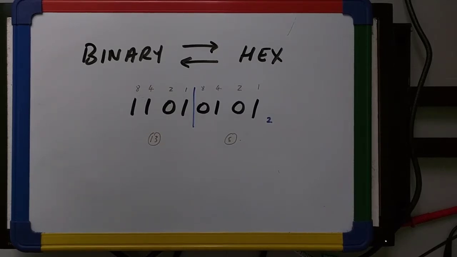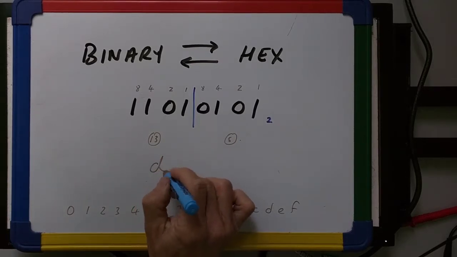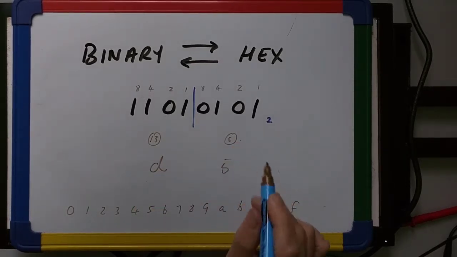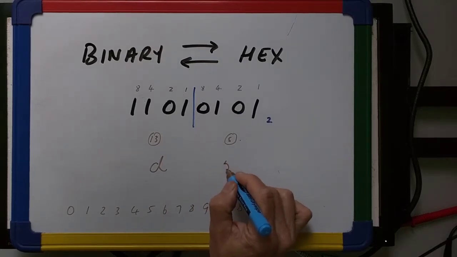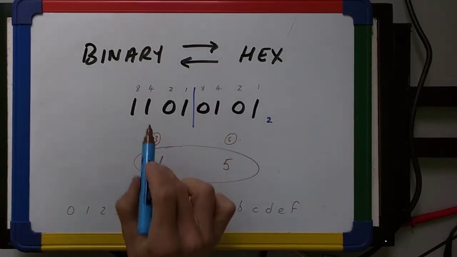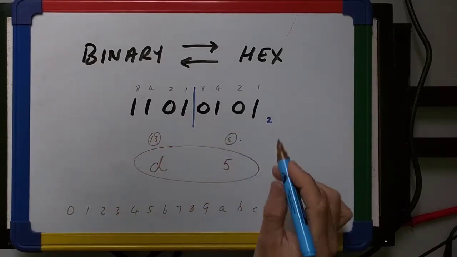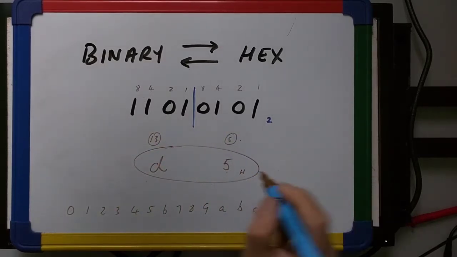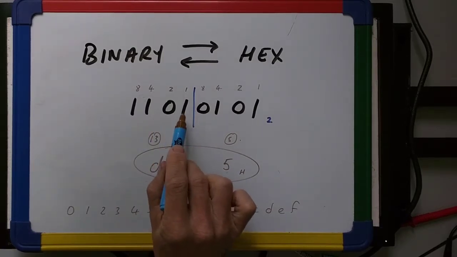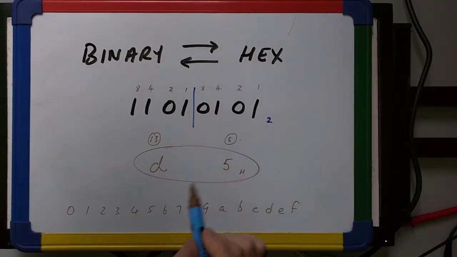Well, 13 in hexadecimal. Remember our scale goes 1, 2, 3, 4, 5, 6, 7, 8, 9, A, B, C, D, E, F. So 10, 11, 12, 13, that's a D. And 5 is just a 5. So there is this number in hex, D5. So the value 11010101 in binary is D5 in hex without even going through the decimal stage.